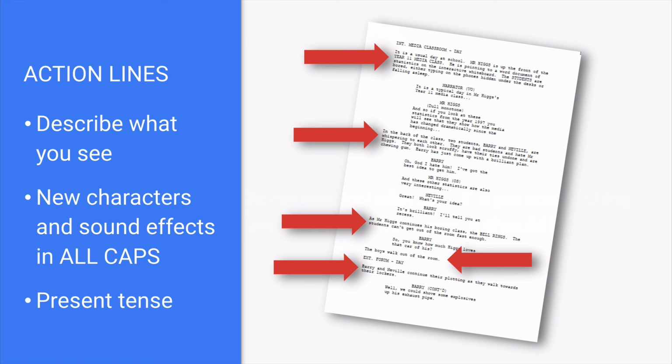Scene action lines are written in present tense. So it is a usual day at school, not it was a usual day at school, or it is going to be a usual day at school. You're writing it in present tense. Even if you're doing an historical drama that happened 200 years ago, you're still writing it in present tense.